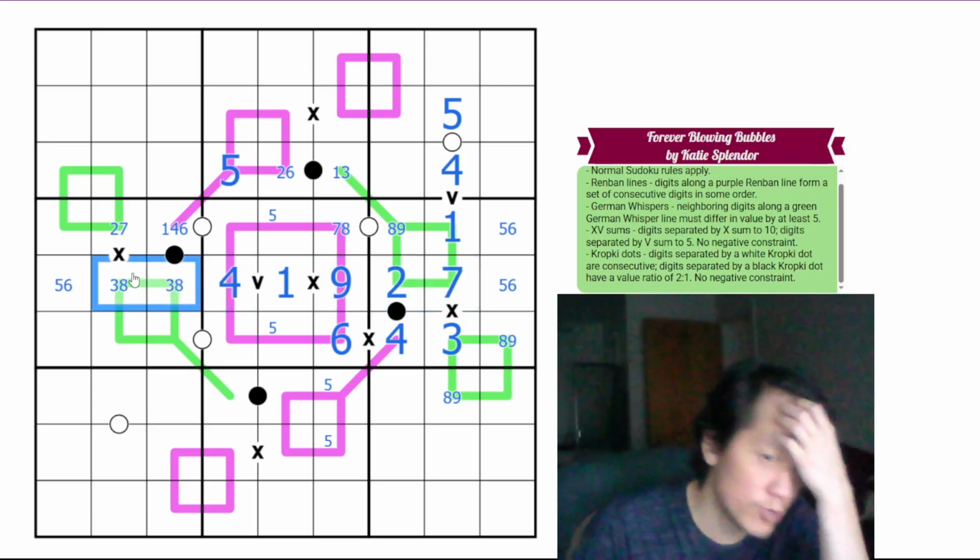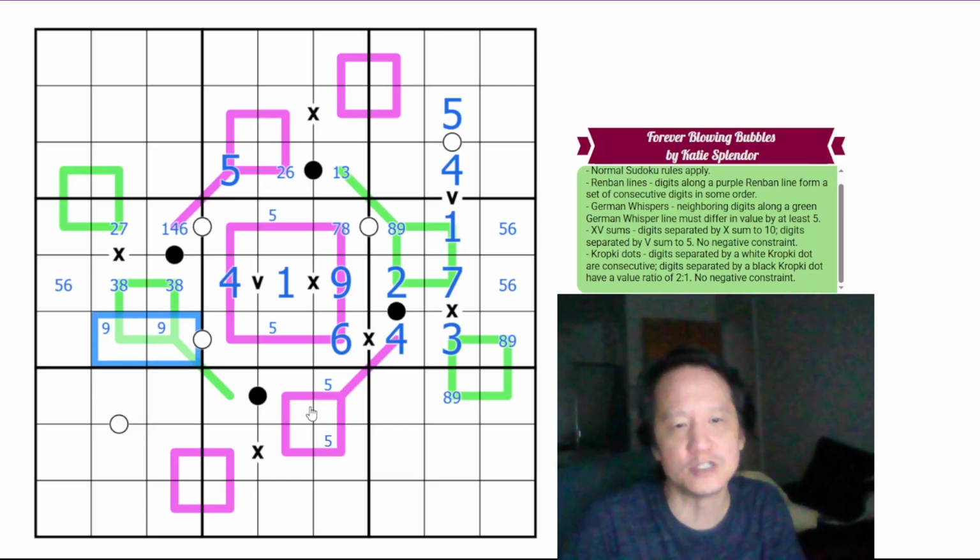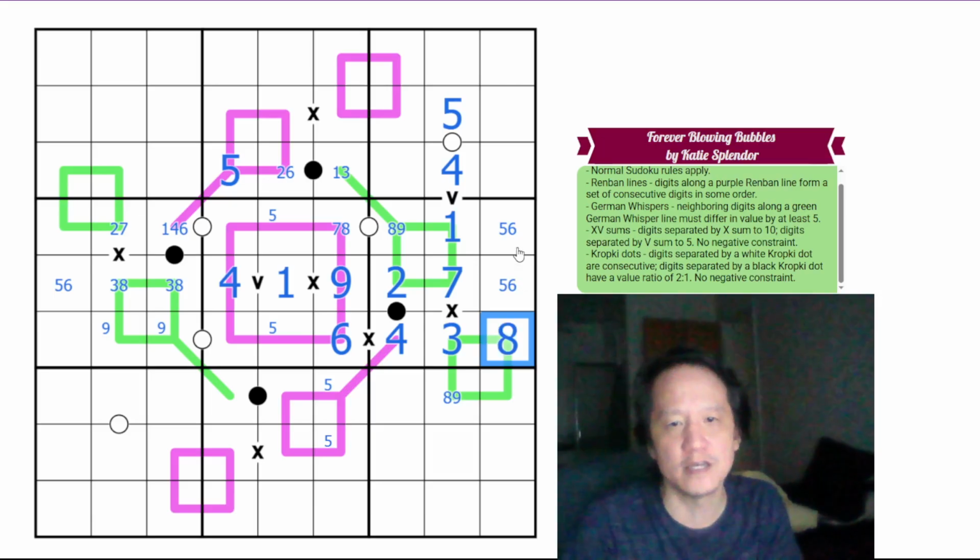3, which is one of these digits on a German whisper line, can only be next to 8 and 9. So 9 has to be one of these two digits to be next to the 3. Therefore, this can't be 9. This is 8, which forces this to be 9. 9 can only be consecutive with 8, so this is 8.